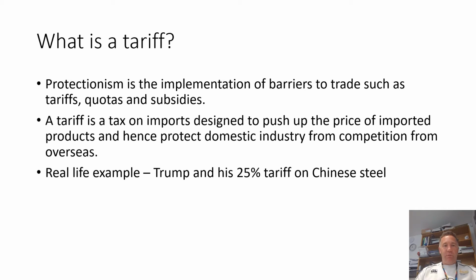Well, first of all, what is protectionism? Protectionism is the implementation of barriers to trade such as tariffs, quotas and subsidies. And I'm going to do subsequent videos on quotas and subsidies for you to have a look at.